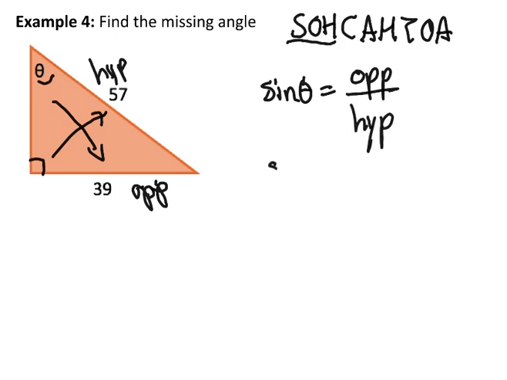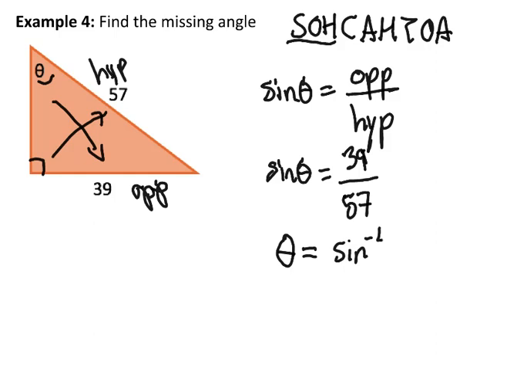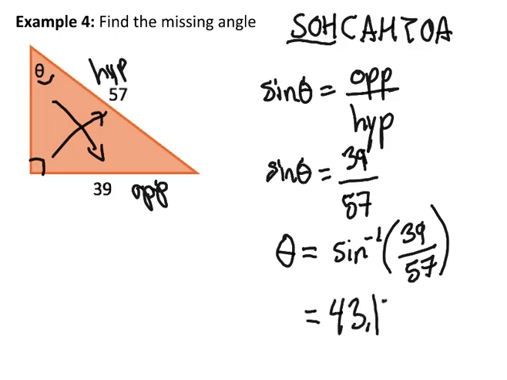And then let's plug in everything we know. Sine of theta will be the opposite, which is 39, divided by the hypotenuse, which is 57. And to get an angle out of a sine function, we have to do an inverse sine. So theta will be the inverse sine, so sine to the minus 1, of the 39 over 57. So I'll do 39 divided by 57, and then shift sine is how it works on my calculator, so inverse sine of the 39 over 57, which is 43.17 degrees. And that's your angle in there.